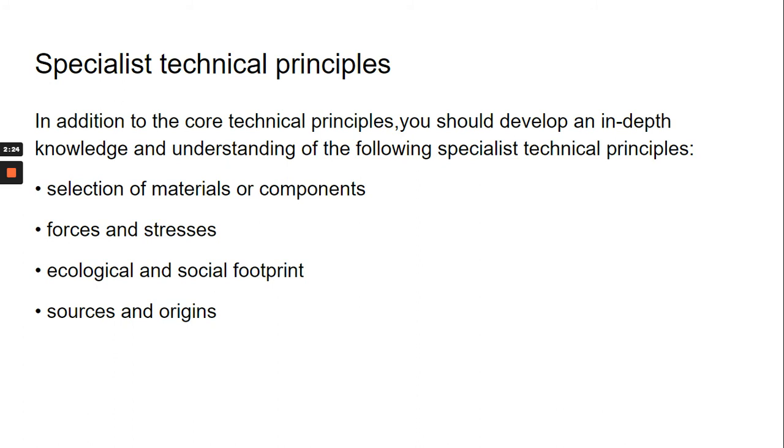The specialist technical principles are looking at the selection of materials or components, looking at forces and stresses which might take place in design technology projects, the ecological and social footprint of materials, how they're sourced, how they are processed, how they're manufactured and how they're disposed of, and the sources and origins of materials. Now it all sounds quite complex, but you need a fairly limited understanding of all of those aspects. It's fairly superficial, so we don't go into a huge amount of depth about it, and the exam doesn't go into a huge amount of depth about it, but you need that breadth of understanding.